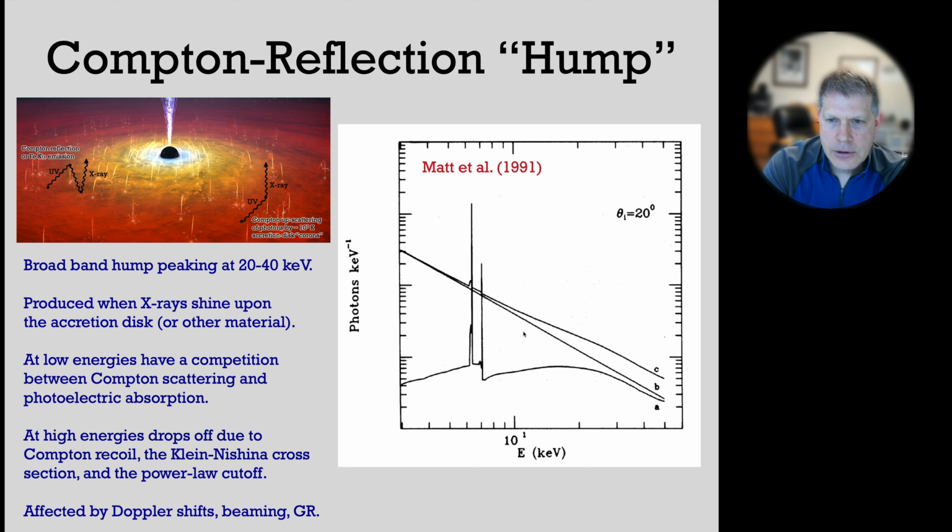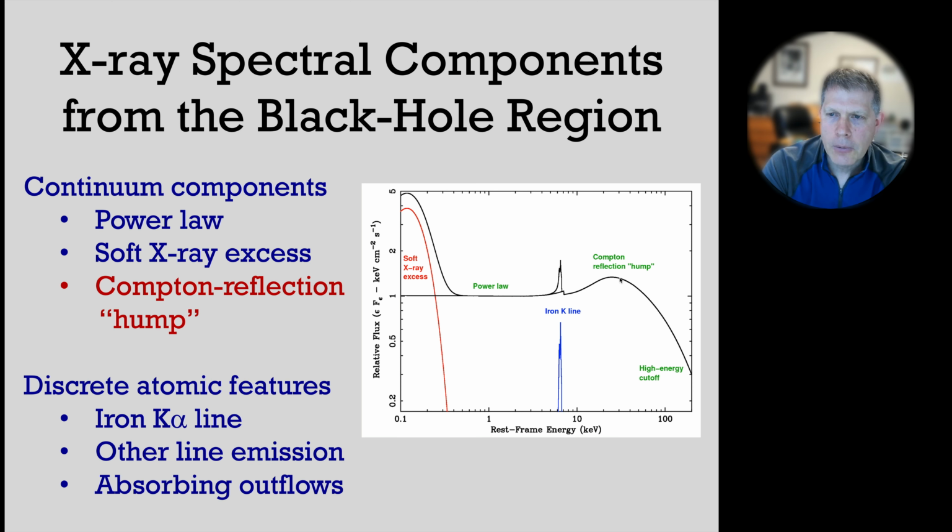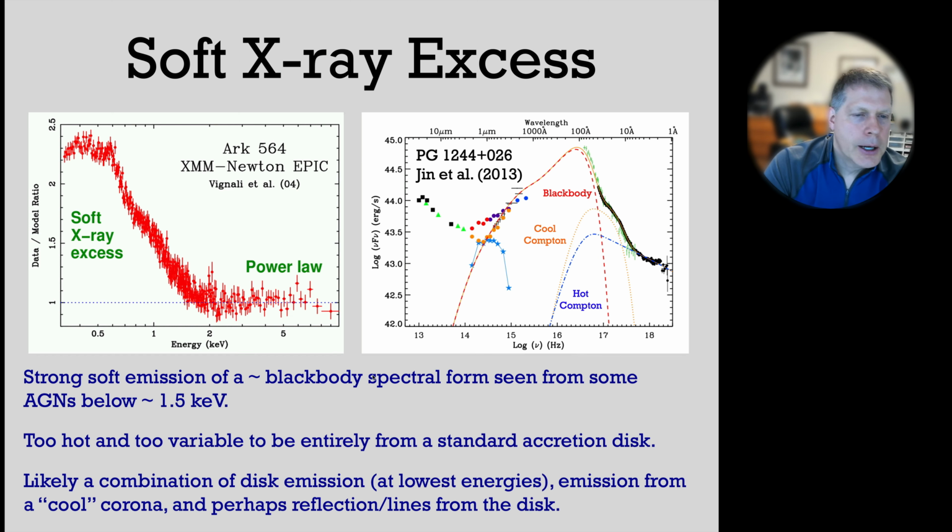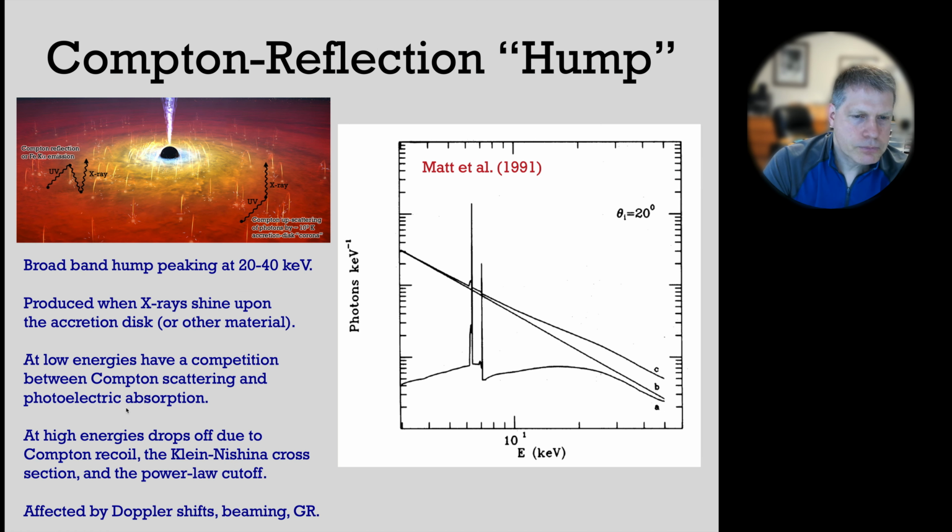And you add that on top of the power law, and you can get a large fractional contribution compared to the power law up here at high energies, whereas down here the power law is very strong, so whatever reflection may be present is much weaker fractionally. But up here, you have a large fractional contribution from this Compton scattering, this Compton reflection of X-rays back out of the disk, and that's what produces this broadband hump, this Compton reflection hump that I'm showing here. Okay, that's the basic idea. So that's what causes the rise of the Compton hump on the low end.